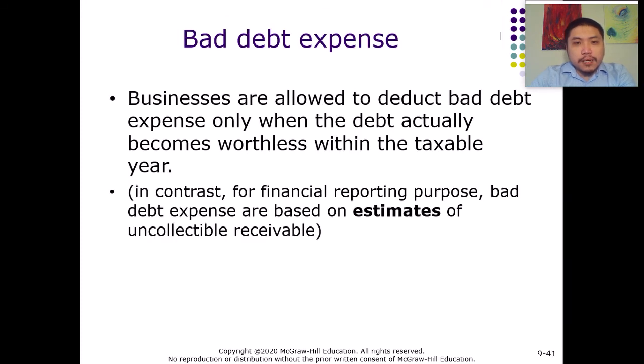All right, so let's talk about bad debt expense. How do we account for bad debt expense for businesses for tax purposes? As you guys remember, for financial reporting purposes, bad debt expense is usually estimated. We estimate the uncollectible accounts, and then we recognize that as a bad debt expense, right?